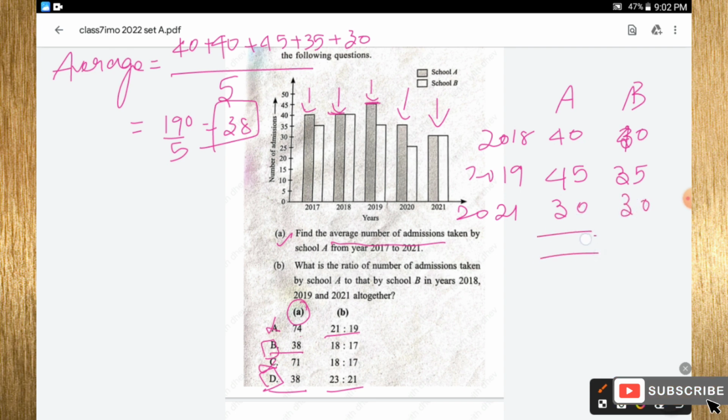So when you add, school A is 115 and school B is 105. So the ratio is 115 to 105. Write the ratio in the form of a fraction. Then what is the answer here? 23 divided by 21. Finally, which option holds the right answer? Yes, it is option D only. Hence option D is the correct one.